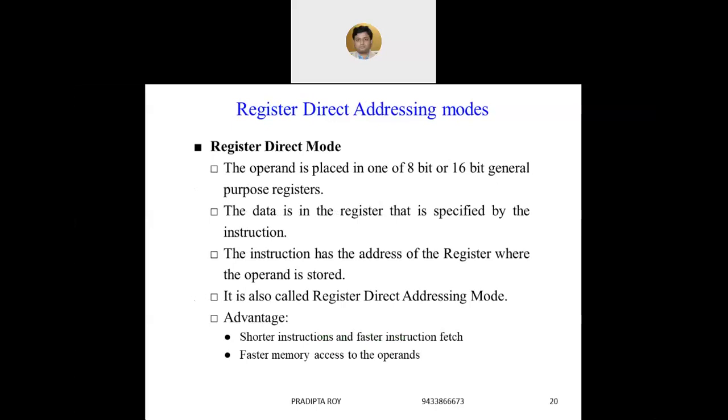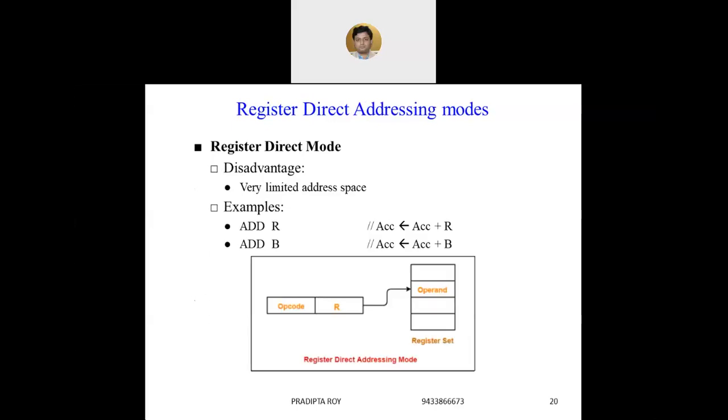Next, register direct mode. Here the operand is placed in some general purpose register. That can be any register. So the data is in the register that is specified by the instruction. That is called register direct mode. It has some advantages, like the instructions become shorter, and fast memory access to the operands as register access time is very less.